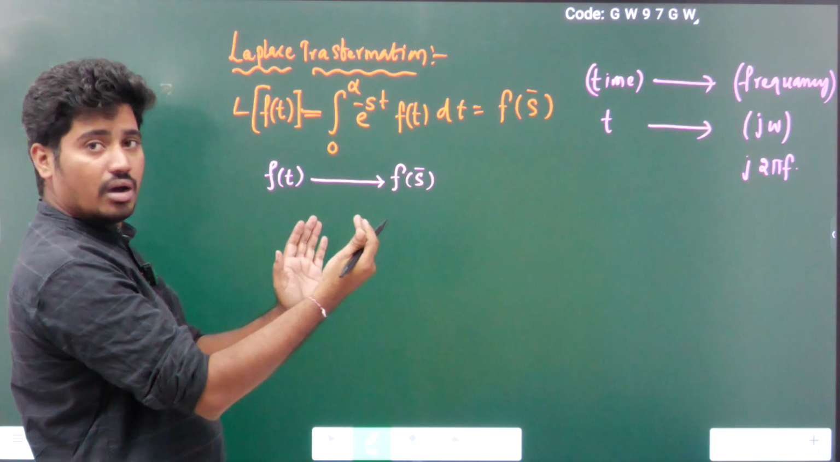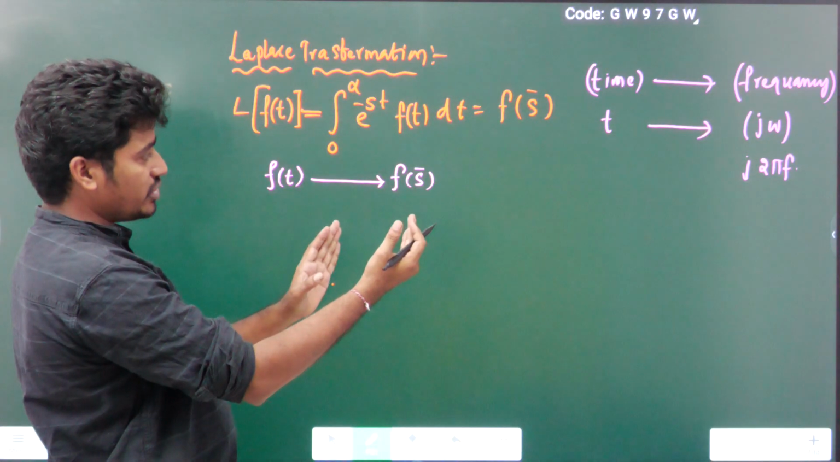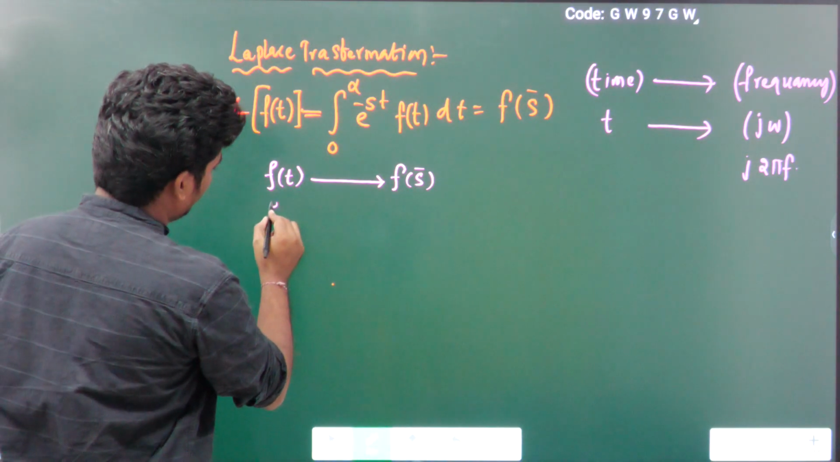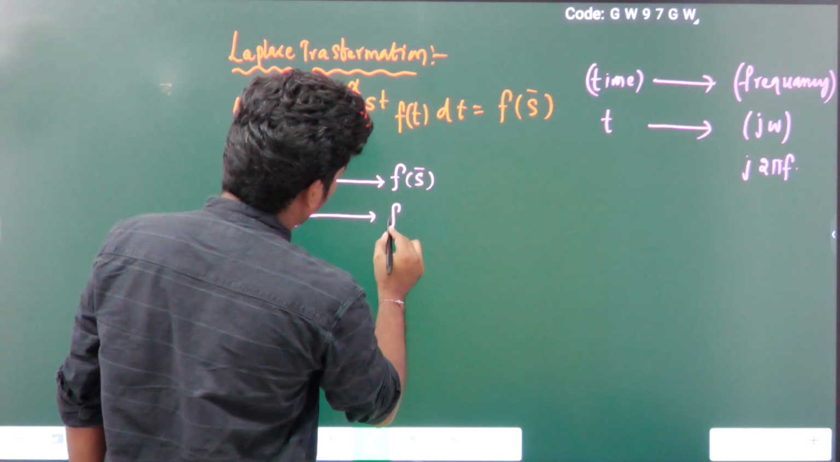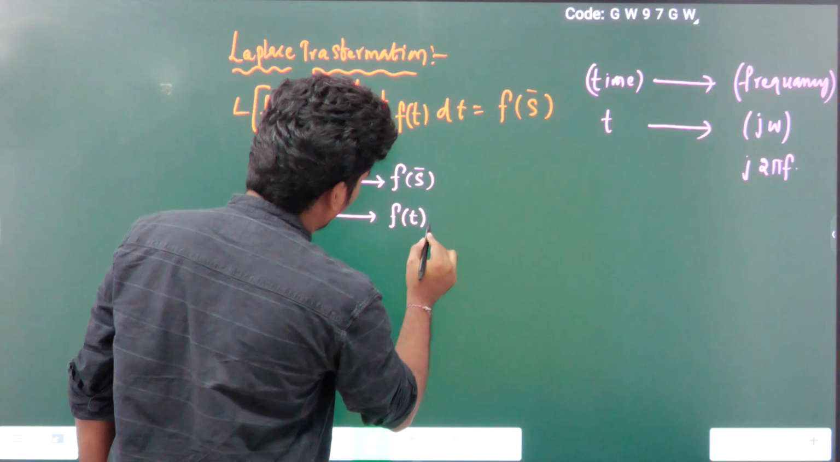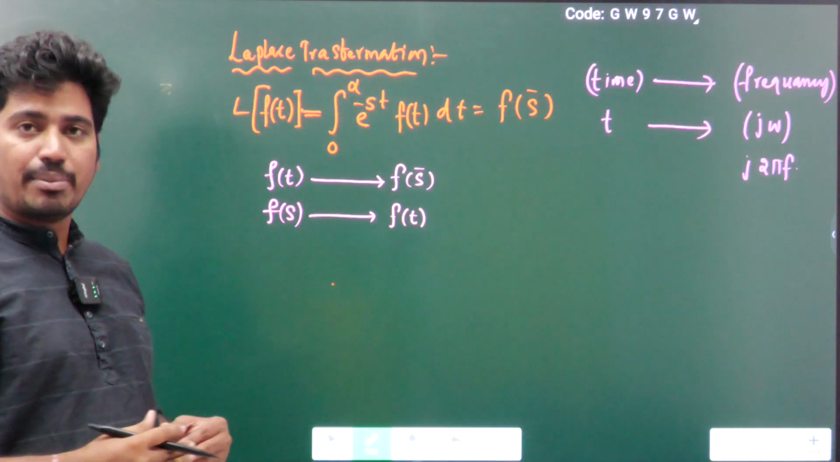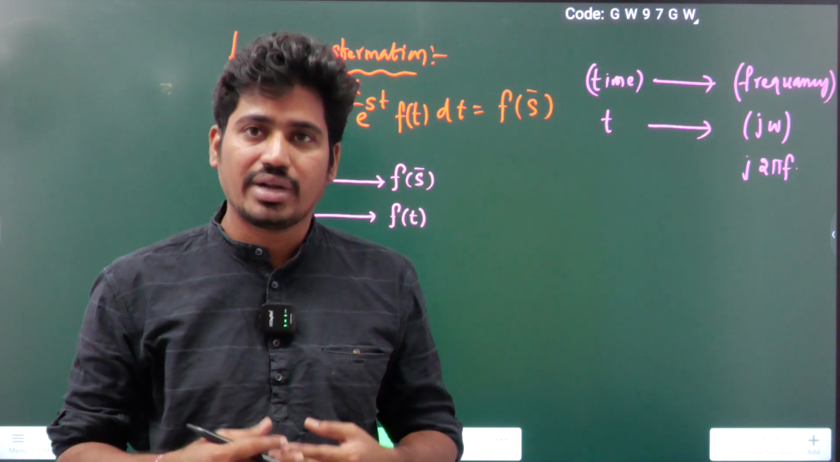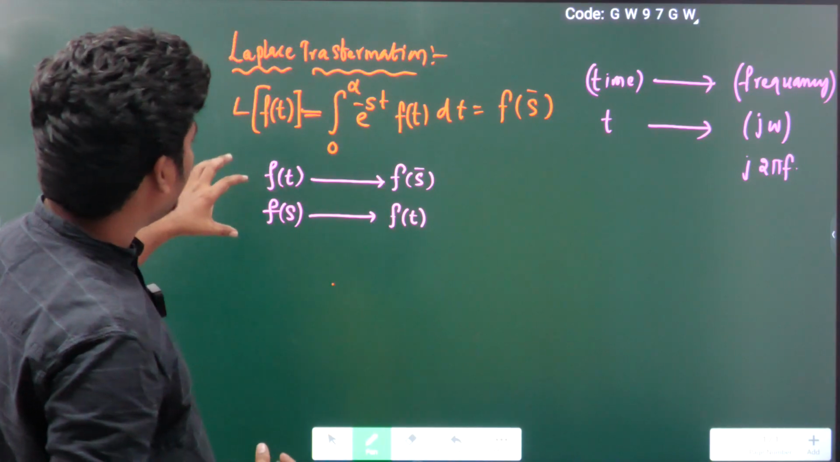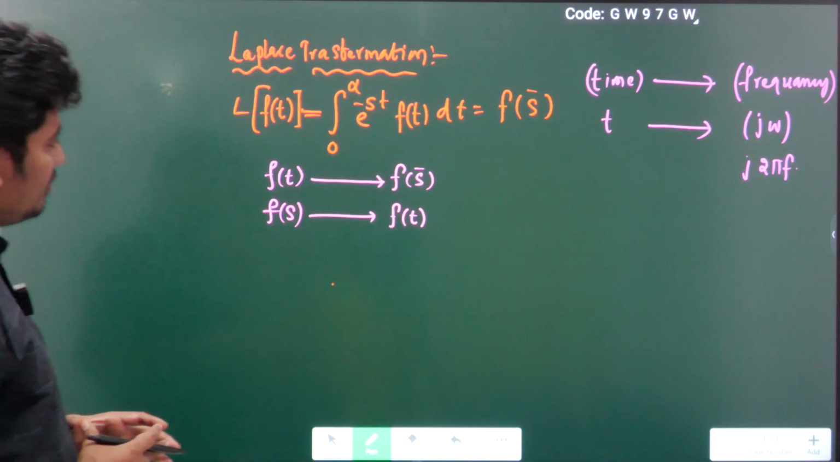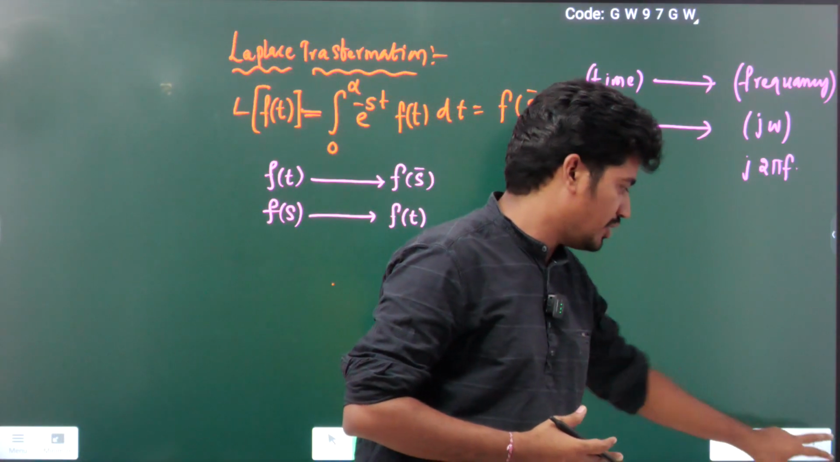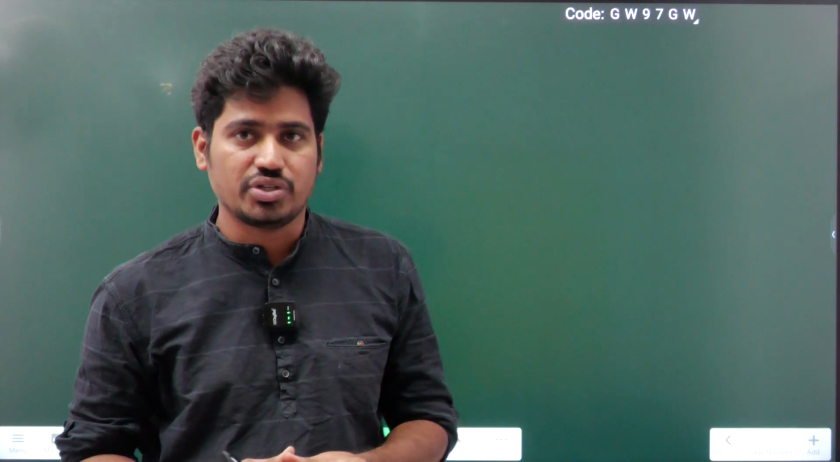It is F of s to f of t. That means the inverse Laplace transformation of F of s will be f of t. It is dual in nature. Once we convert from time domain to frequency domain, we can come back to the time domain with the Laplace transformation. Now we can see the Laplace transformation of some basic functions.